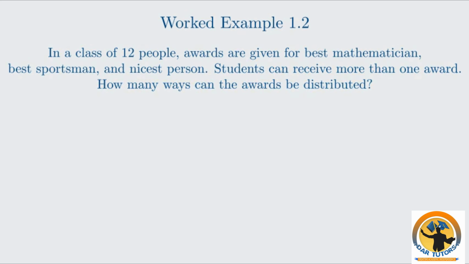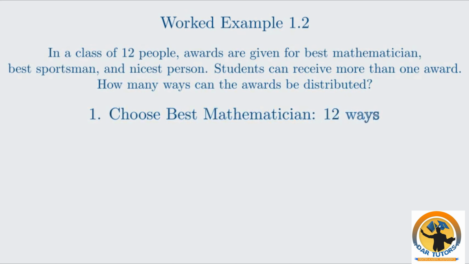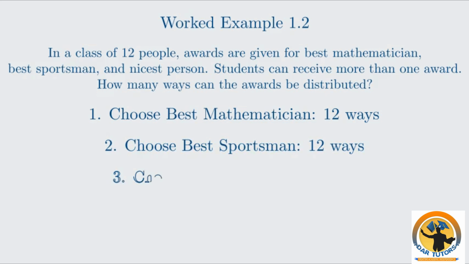Let's break this down using the product principle. We have 3 decisions to make. First, we choose one of the 12 people for the Best Mathematician Award. That's 12 ways. Next, we choose one of the 12 people for the Best Sportsman Award. Since students can receive more than one award, the same person can be chosen again. So there are still 12 ways. Finally, we choose one of the 12 people for the Nicest Person Award. Again, there are 12 ways.